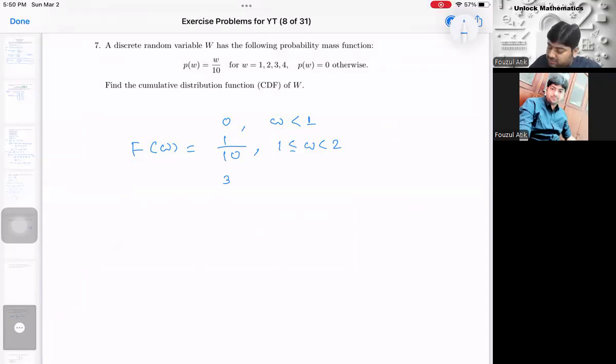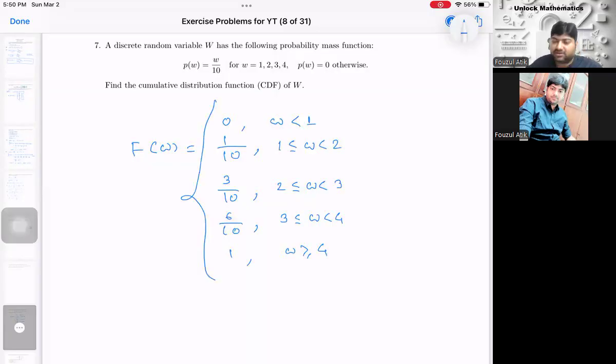Yes, 3 by 10 whenever you have 2 less or equal to W less than 3. And it is 6 by 10 whenever you have 3 less or equal to W less than 4. And finally it is 1 whenever W is greater than or equal to 4. So you check whether you are getting this as the cumulative distribution function of the given random variable W. You do it on your own, the same way.